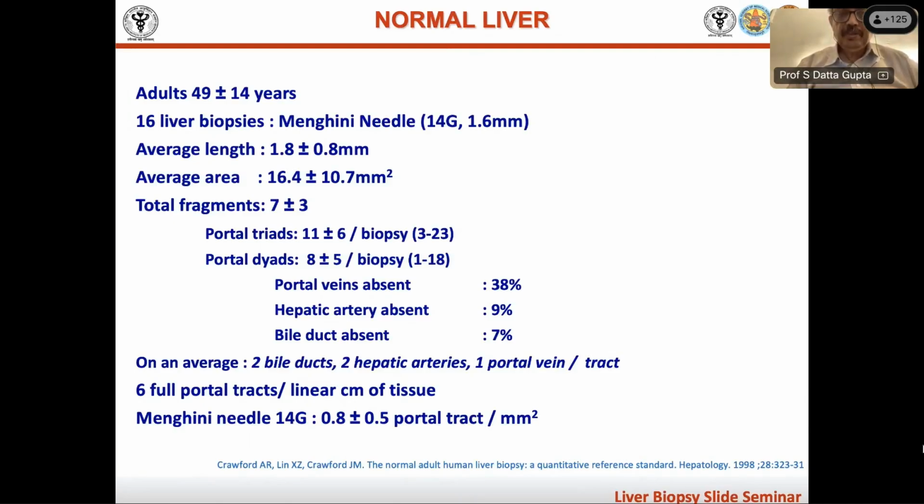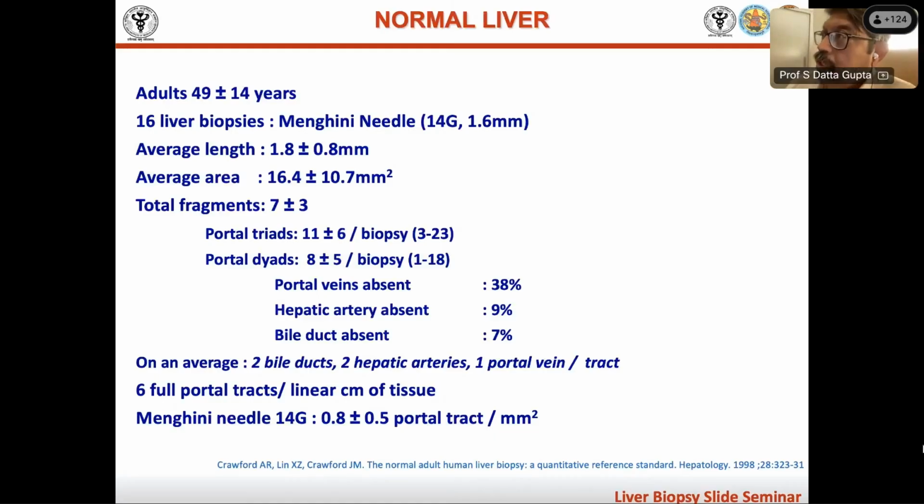If less than 5 portal tracts have bile ducts out of these 10, it means there is definite paucity of bile ducts. So if the ratio is less than 0.5, there is paucity of bile ducts.